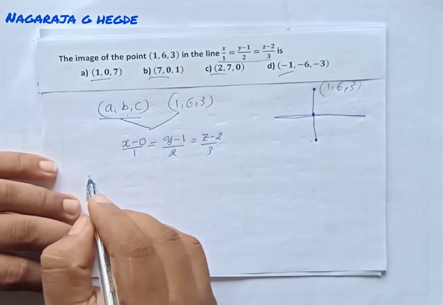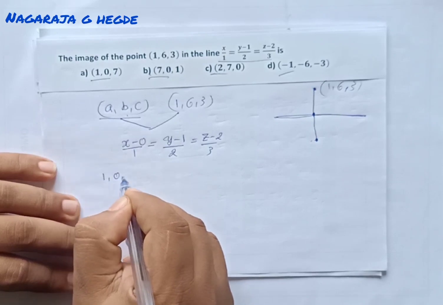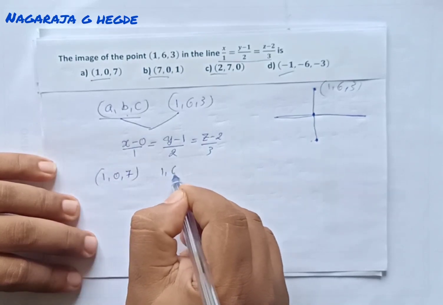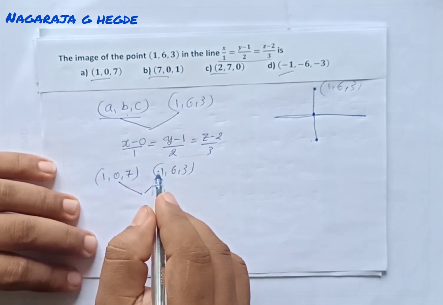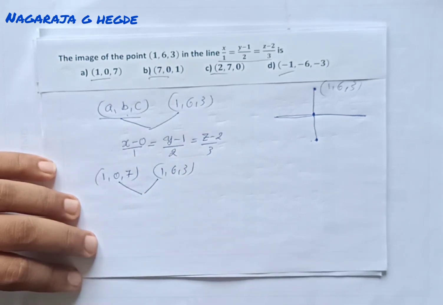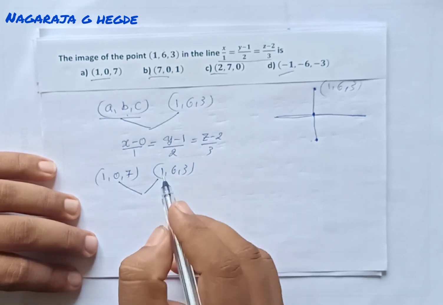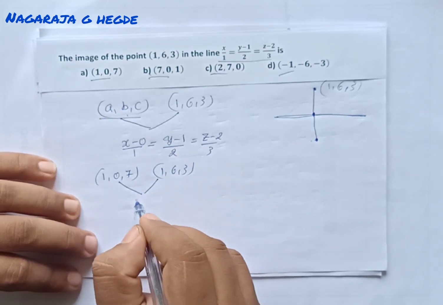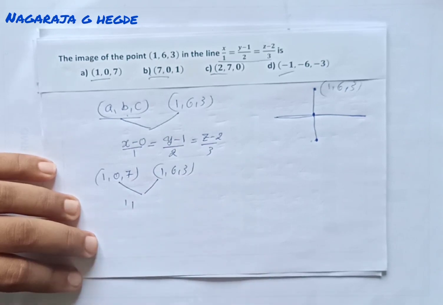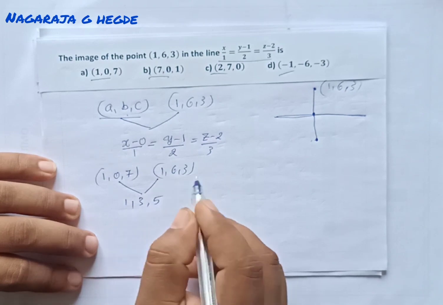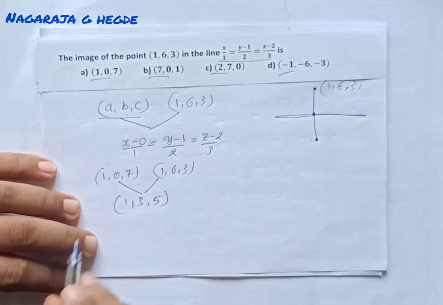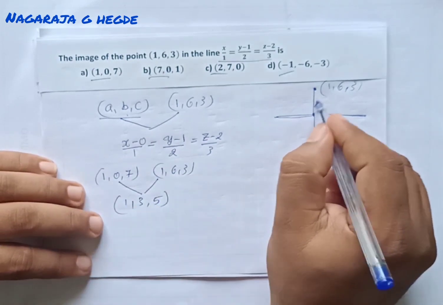If you take (1, 0, 7) with (1, 6, 3), what about the midpoint of these two? Midpoint formula: (x1 plus x2) divided by 2, (y1 plus y2) divided by 2 and (z1 plus z2) divided by 2. 1 plus 1, 2, 2 by 2 is 1. 0 plus 6, 6 by 2, 3. 7 plus 3, 10 divided by 2, 5. (1, 3, 5) is the midpoint of these two.